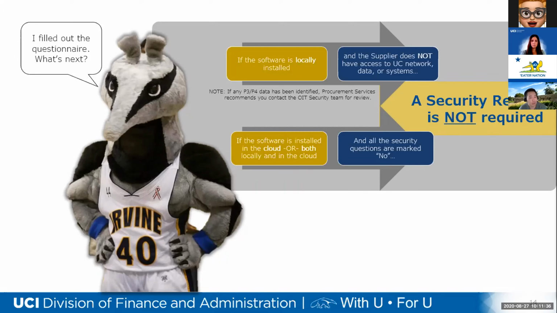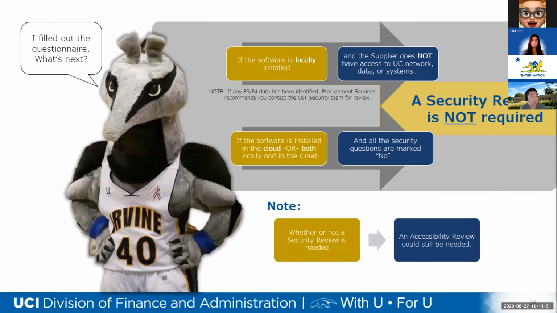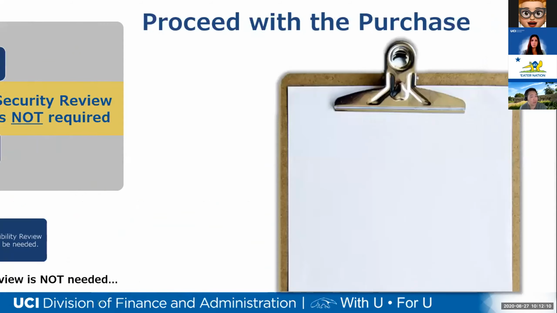However, if P3 or P4 data is stored locally in the first scenario, we do recommend that you contact OIT to have a discussion and a possible review. Whether or not a security review is needed, an accessibility review may still be needed. However, you will need to answer the 3 accessibility questions on this form for guidance, and it's, for the most part, pretty self-explanatory. However, if a security and accessibility review is not needed, Maggie, next slide, please.